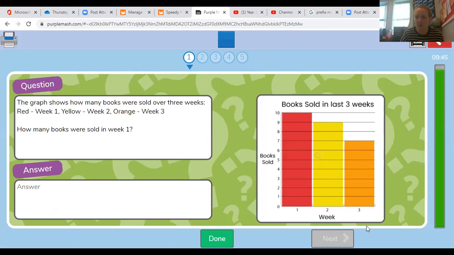Let me see if I can find my button. There's lots of buttons for me to press. So do your worksheet, looking at the little bar chart and answer the questions. Then go on to Education City to do Speedy Pete, and then go on to Purple Mash to do your little quiz on there as well. And we can see all your scores.